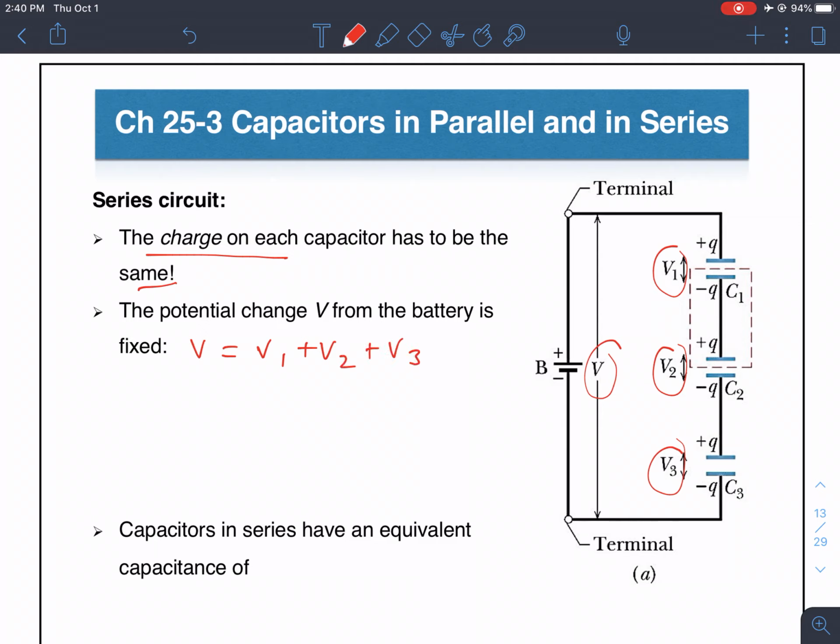Previously we added up the charges. Now we are adding up the potential. So whichever, one is constant and the other one simply adds up. In series, the charge is the same and potential adds up. In parallel, potential is the same and charge adds up. Starting from here, we will find out the equivalent capacitance as well.